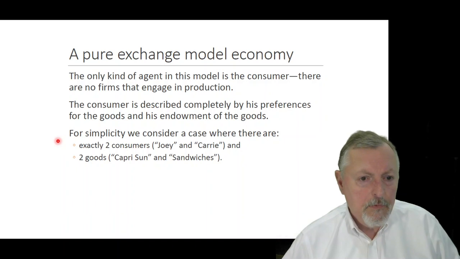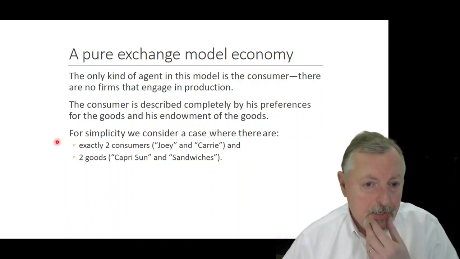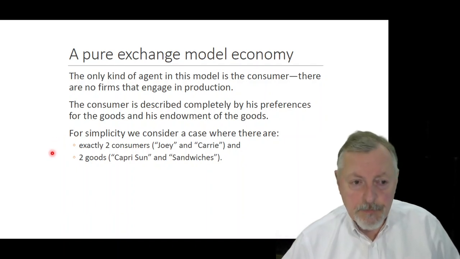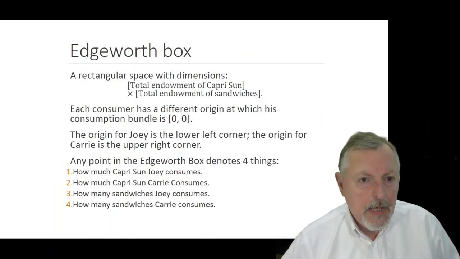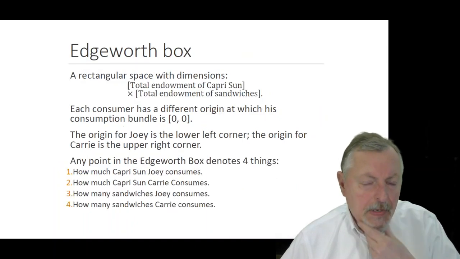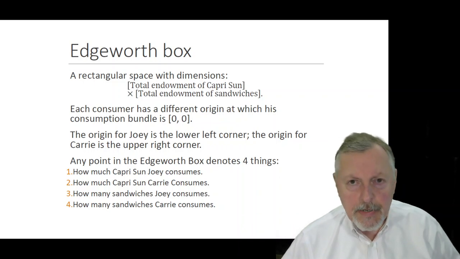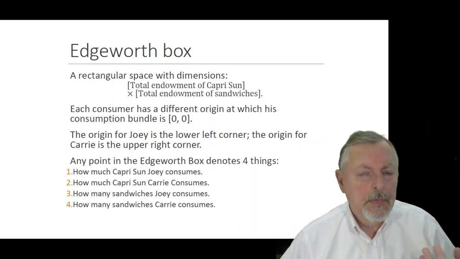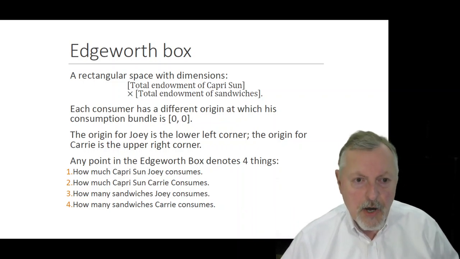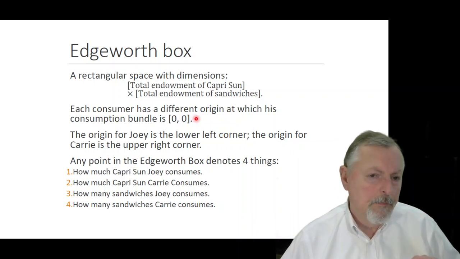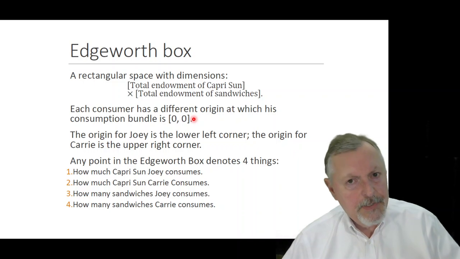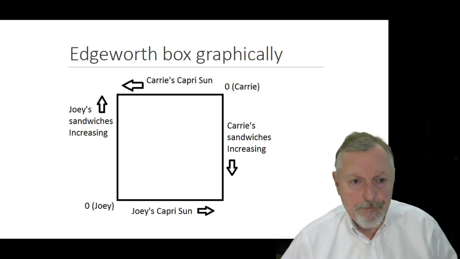Assume we have only two consumers, Joey and Carrie, and only two goods, Capri Sun and sandwiches. The Edgeworth box is a way of plotting utilities of various combinations of the two products for both people simultaneously. The big difference is that each person has a different origin. I'll show you.